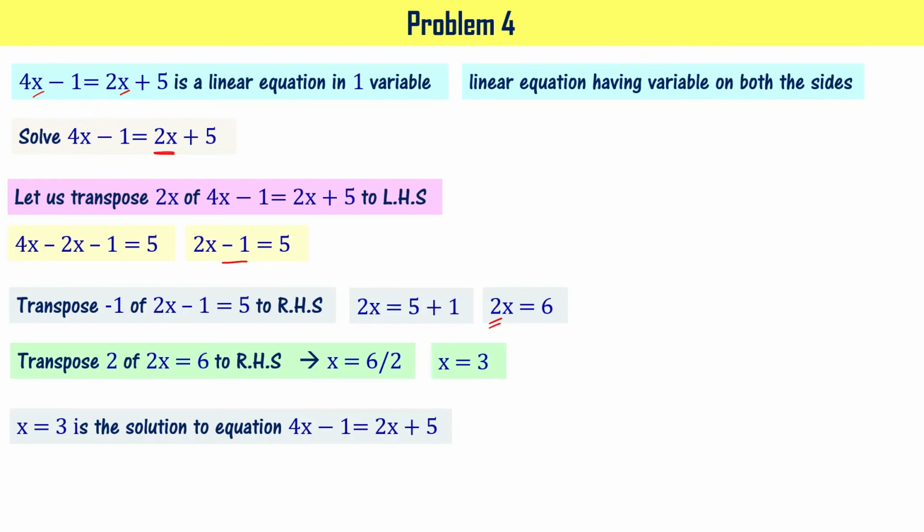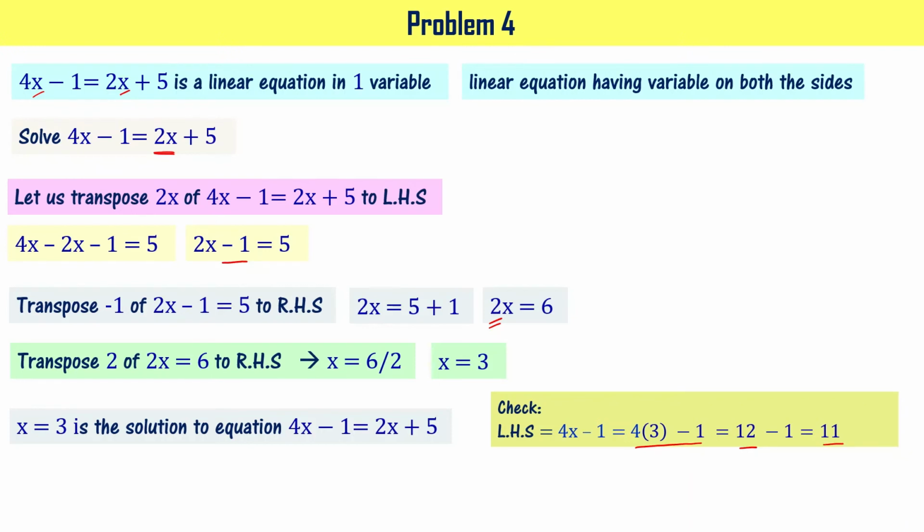Let us try to verify this. To check, we start by taking LHS and substituting the number 3 for x. LHS is 4x minus 1. When you substitute x equal to 3, it becomes 4 times 3 minus 1. 4 times 3 is 12. And when you subtract 1 from 12, you get 11, right?